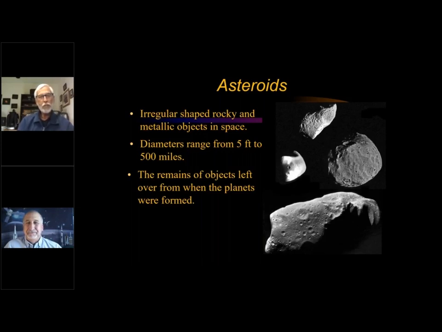So those are the types of asteroids. In terms of size, in general, they range from diameters of about 5 feet up to a diameter of approximately 500 miles. What are asteroids? Asteroids are remnants of objects that were left over when the planets were formed. Let me go into that in a little bit of detail. You have to remember about 4.6 billion years ago when our solar system was forming, it was a very chaotic place.